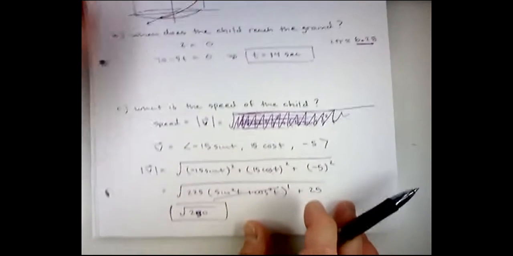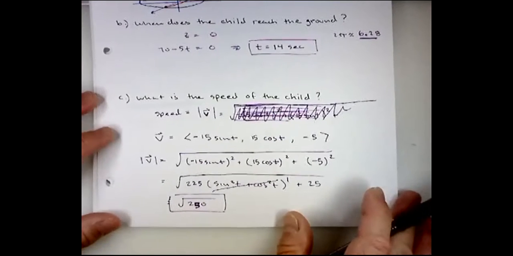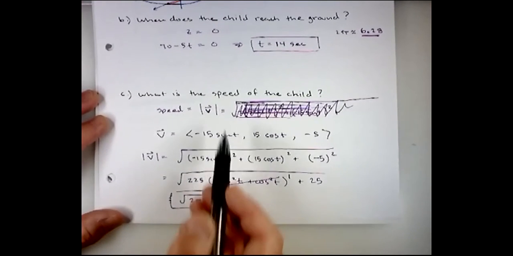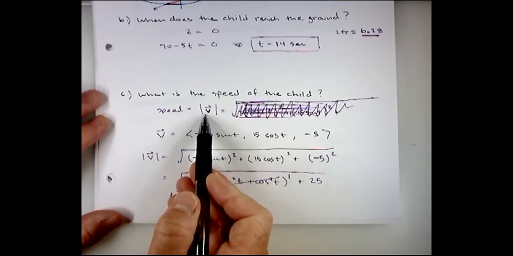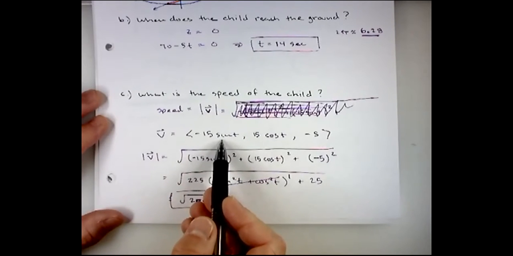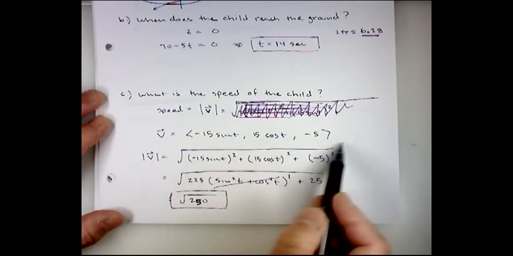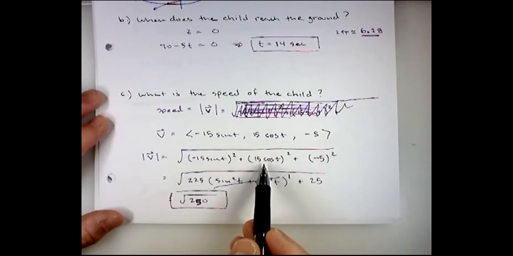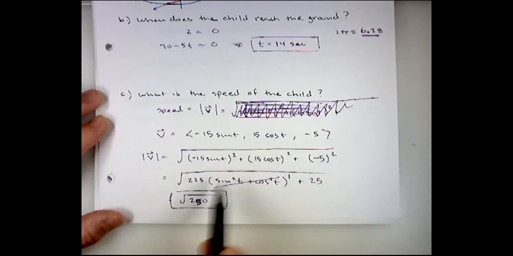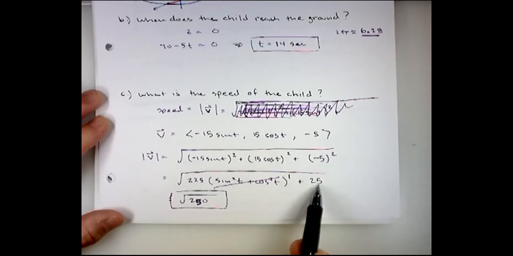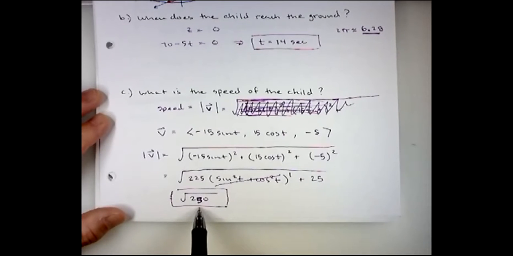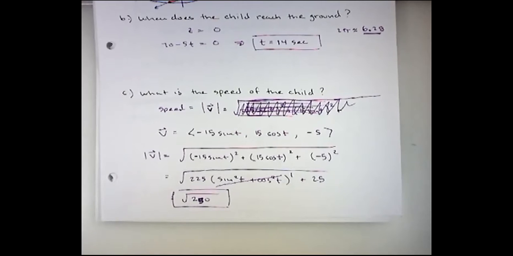And what is the speed of the child as the child's running down the stairwell? We know that's the magnitude of your velocity vector. Take the derivative of your position vector, and we'll find the magnitude, the square root of the sum of each part squared. Sine squared plus cosine squared is going to be 1. So you're going to get 225 plus 25, the square root of 250. So the child is moving at a constant speed as the child moves down the stairwell.